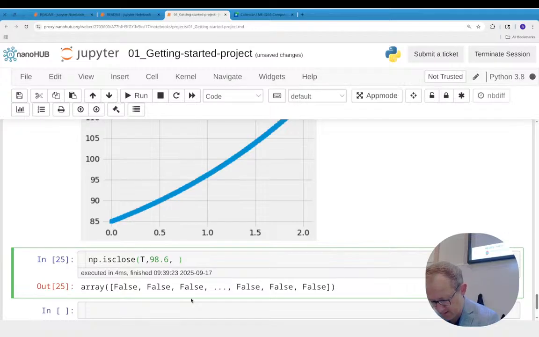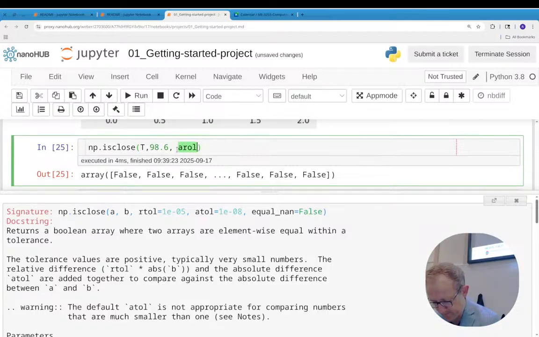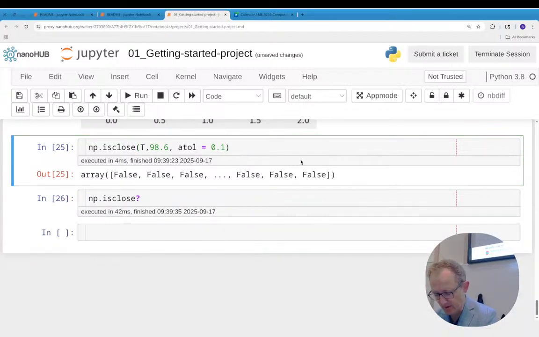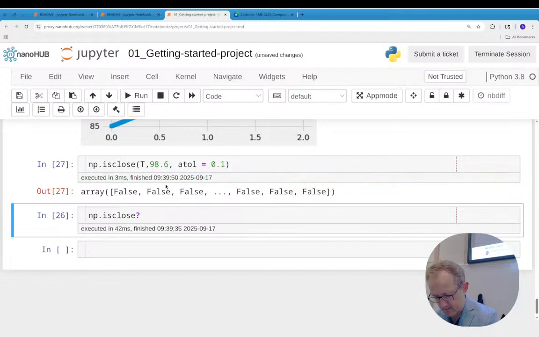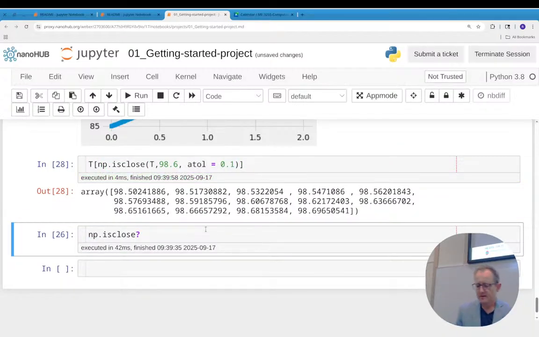Let's say, and I always have to look up how to use functions, even when I've used them like 100 times, atol, so let's go atol. Let's say if we're within 1/10 of a degree, so these are all the times that I was within 1/10 of a degree.